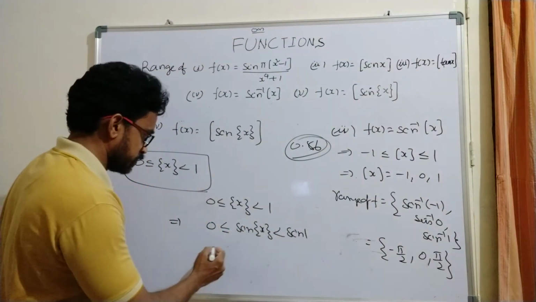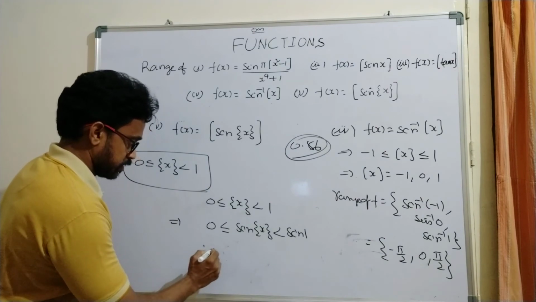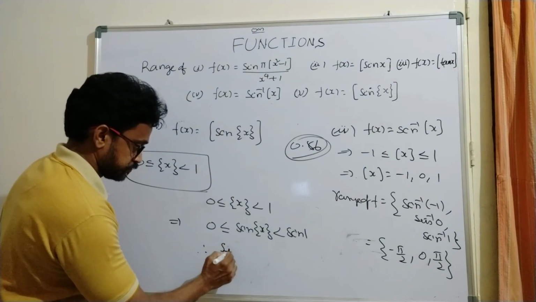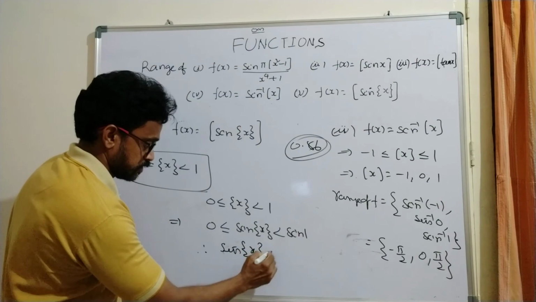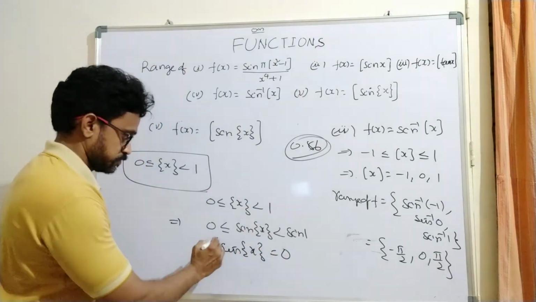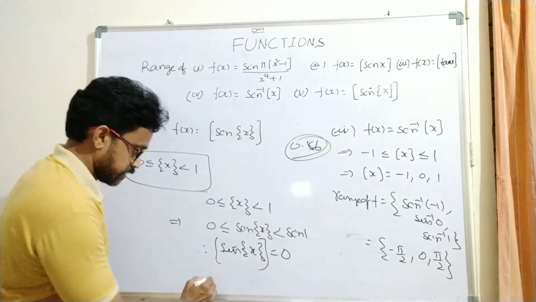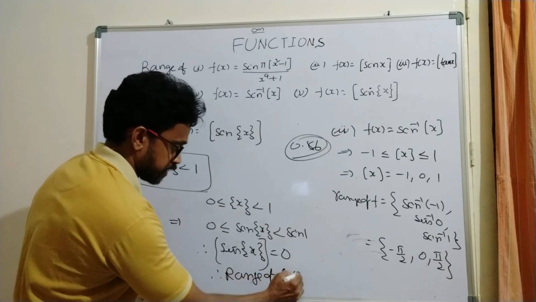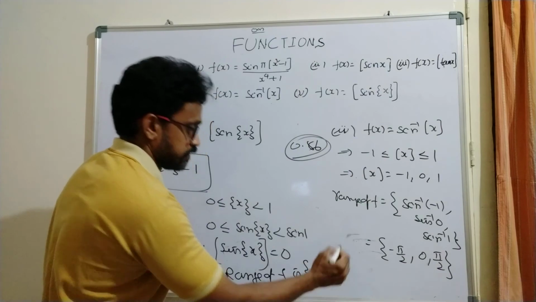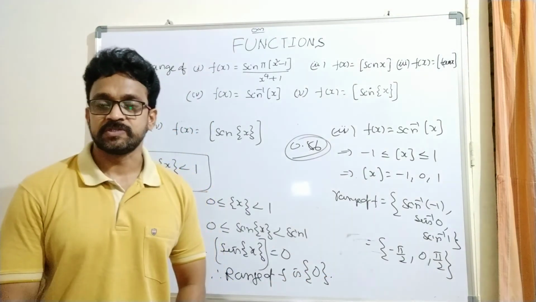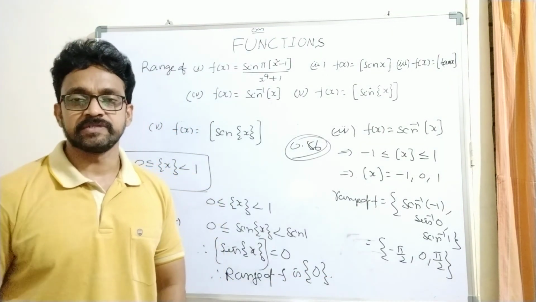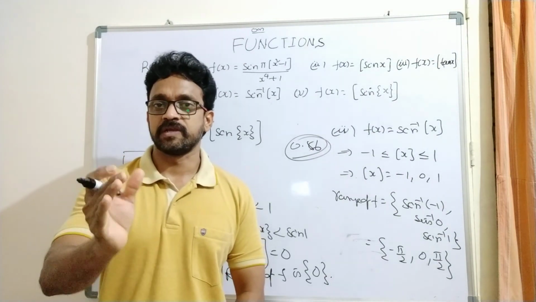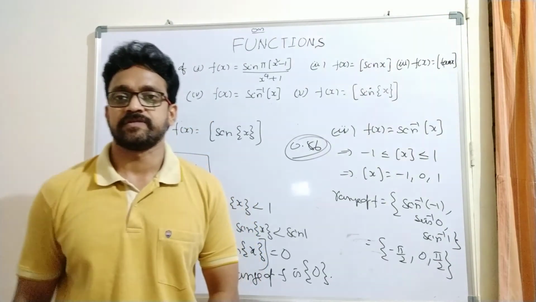What are the possible values? Very clear. Zero. Therefore the range of f is singleton 0. Understood? These are some main applications on range of a function using the greatest integer function.